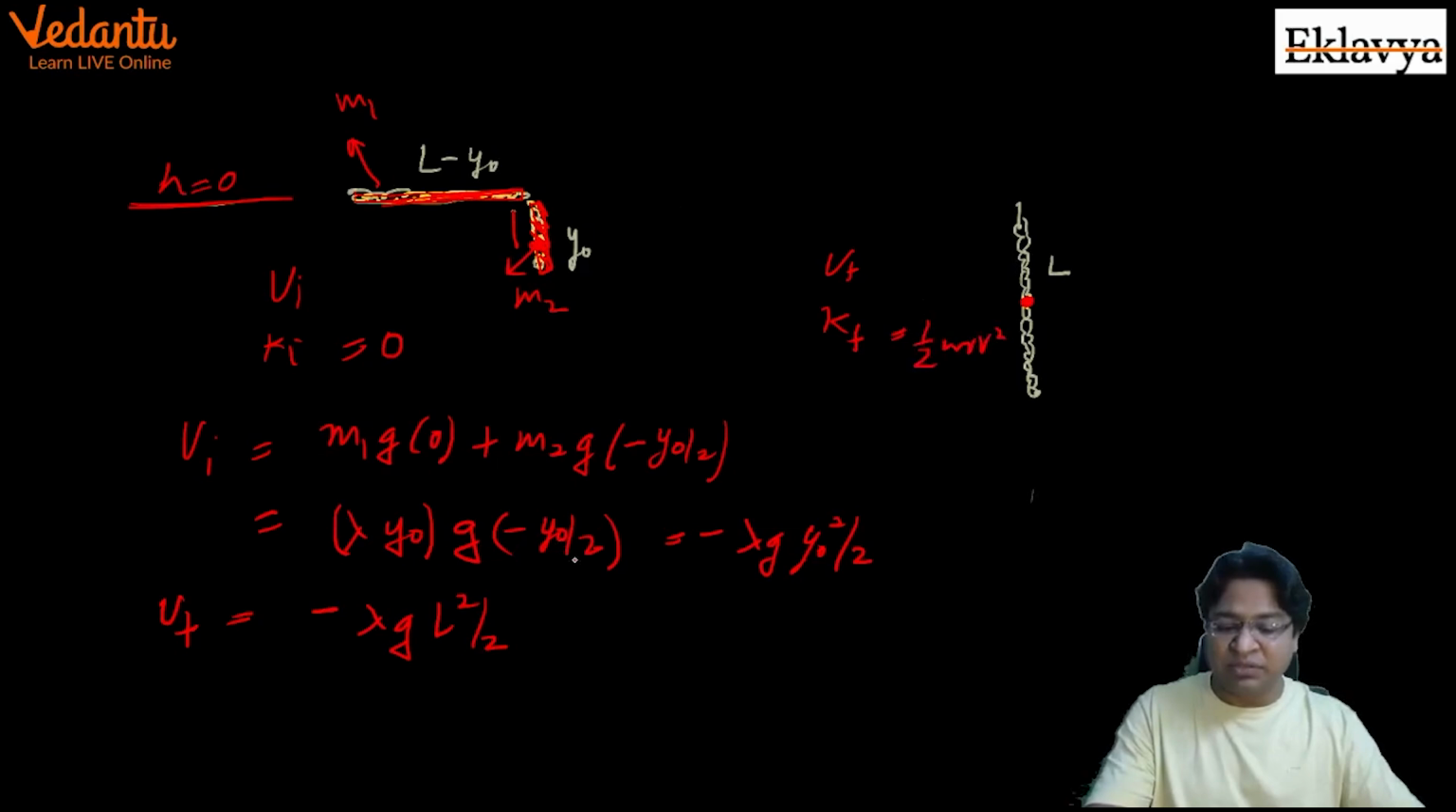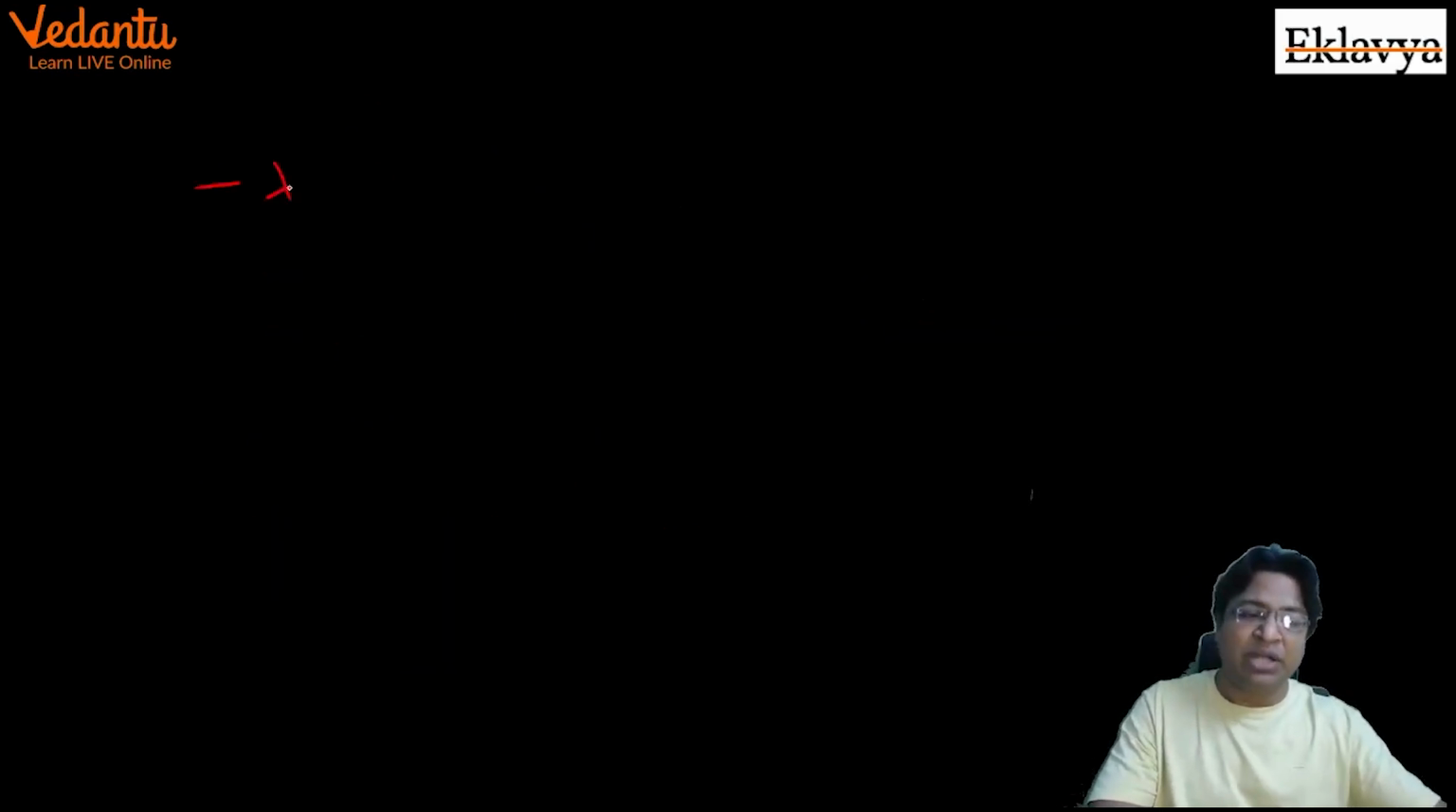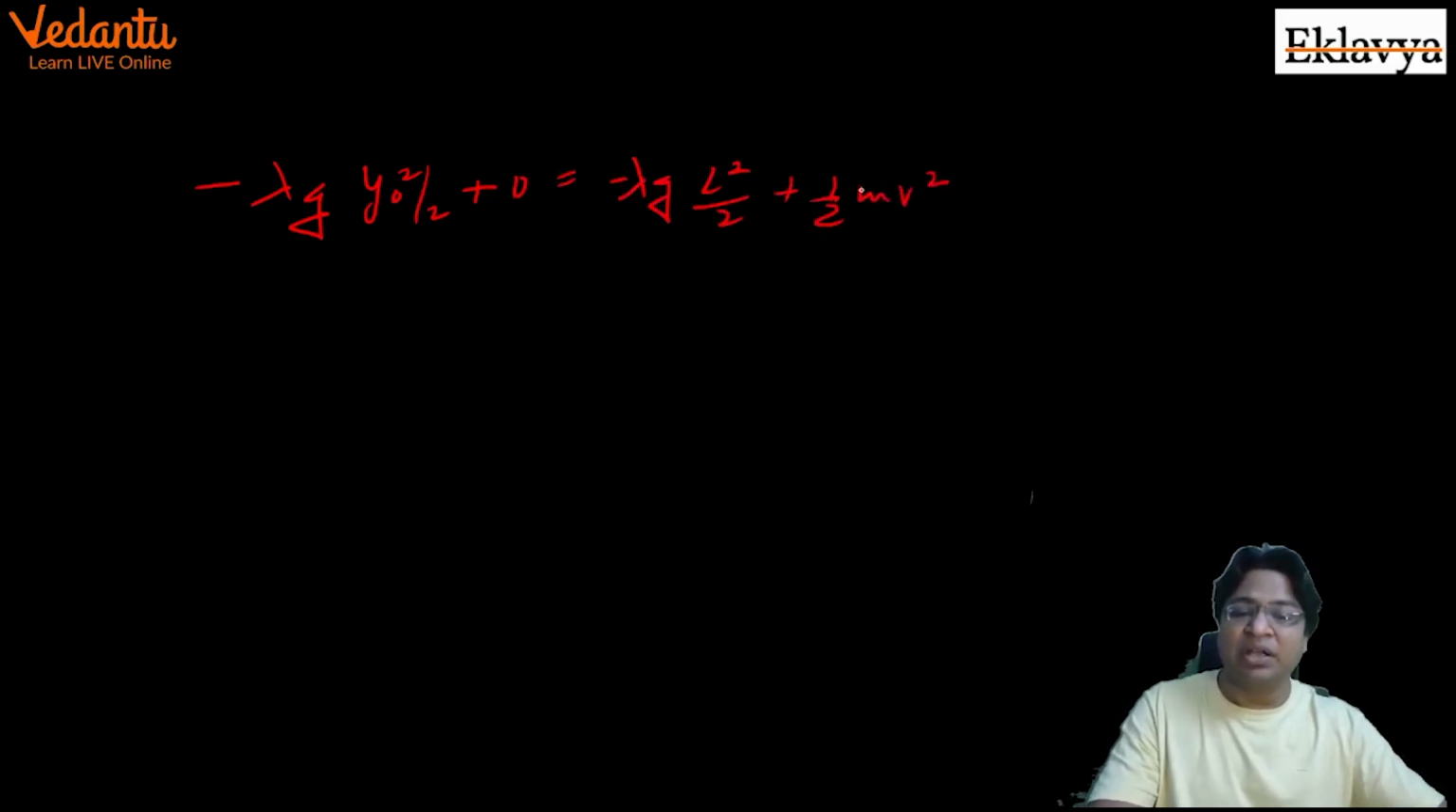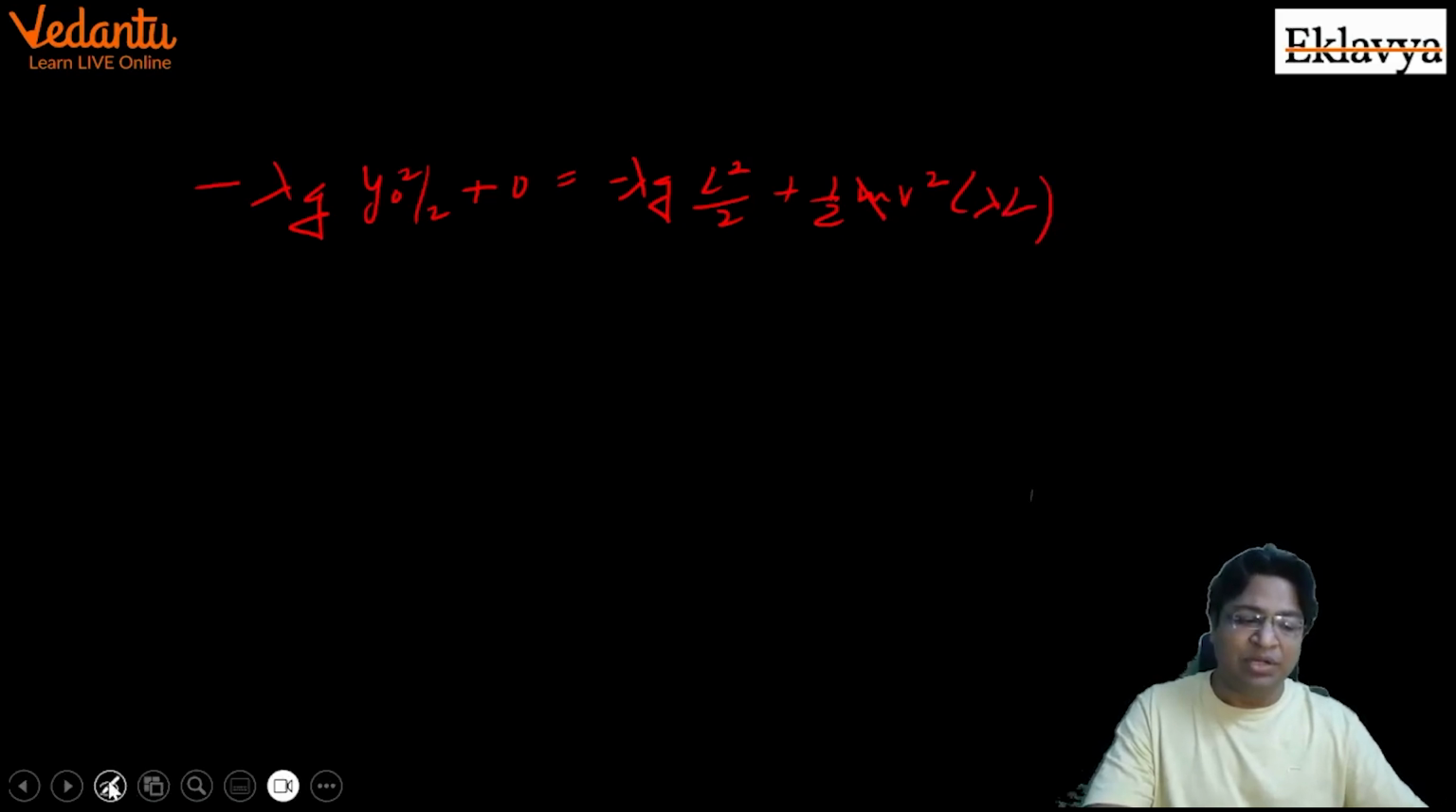We will now conserve the energy. So we will write minus lambda g into y naught square by 2 plus 0 is equal to minus lambda g L square by 2 plus half m v square. And m is again, m can be written as lambda into capital L. So from here, what do we get?